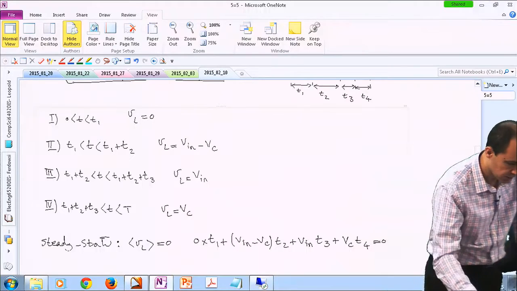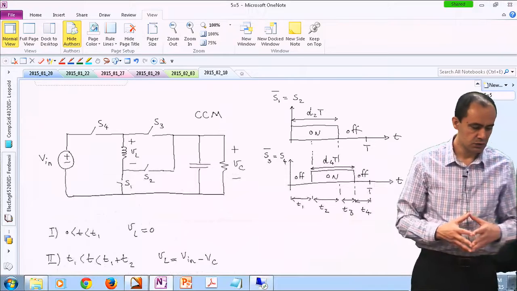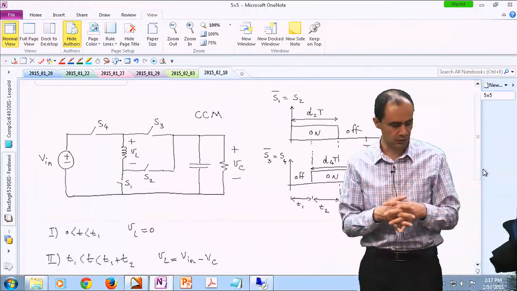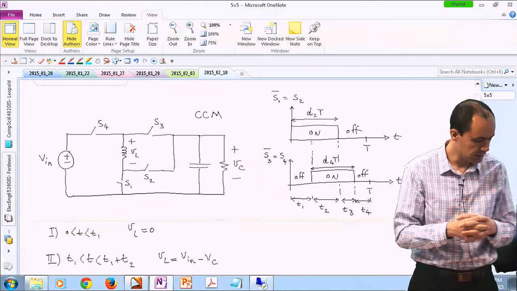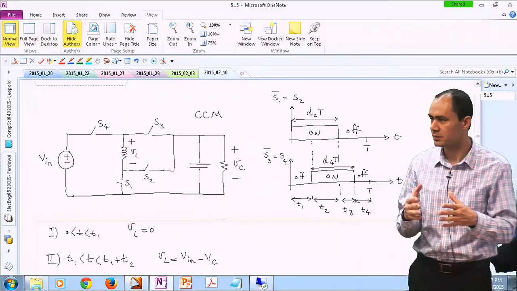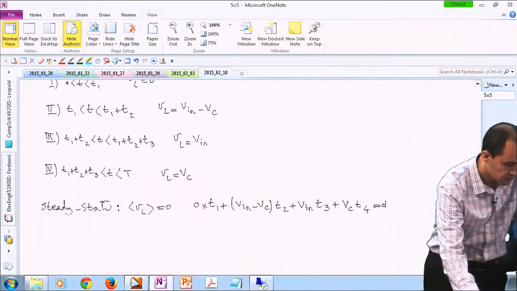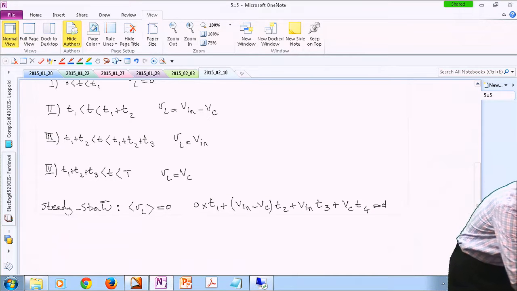The other thing is T1 plus T2 is duty cycle number 2 times the period. So that's another equation. And then the third equation is T2 plus T3 is D4 times the period. So if you have these 3 equations in mind, you can actually manipulate this equation and find it like this.